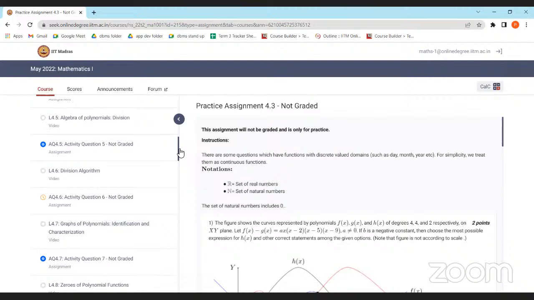Okay. Can you send the screenshot of that? What is the title of that? Can you please tell me? Sir, Unit Practice assignment 2.4, not graded. It is in between the division algorithm video and lecture activity 4.6. Okay. I will convey this to my teacher. Sir, I have several small doubts. Let me complete, please. There are several small doubts which you can clear.